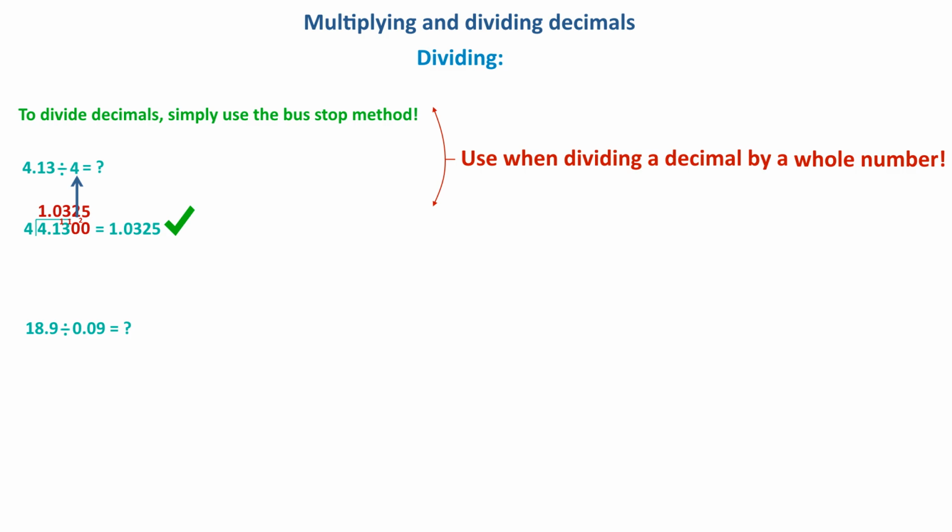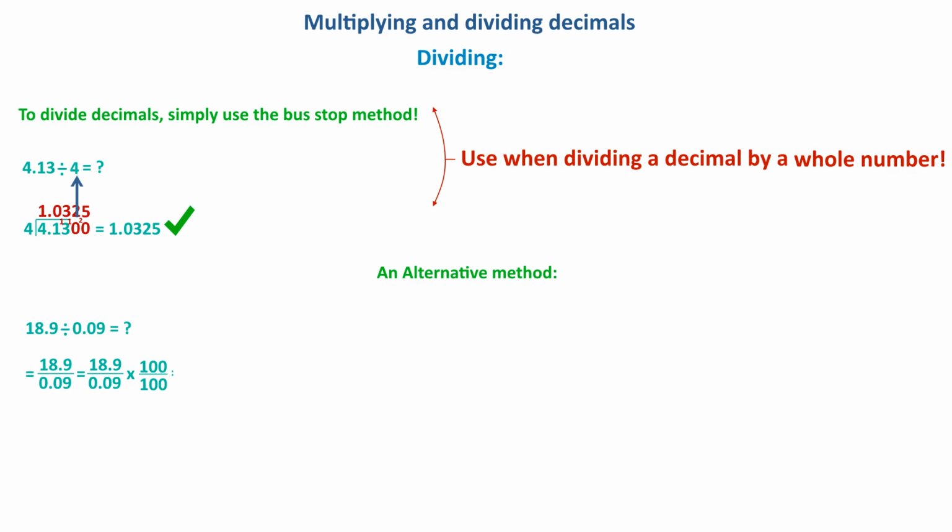So what do we do if we're dividing a decimal by a decimal? For example, 18.9 divided by 0.09. Well, let's look at an alternate method here that we can use. First of all, we can use our fraction rule to say that 18.9 divided by 0.09 is just equal to 18.9 over 0.09. Then we can use another rule from our lessons on fractions and we can multiply the numerator and the denominator by the same number. In this case, we're going to multiply them both by 100. And then that will give us a fraction that is equal to the one that we started with.